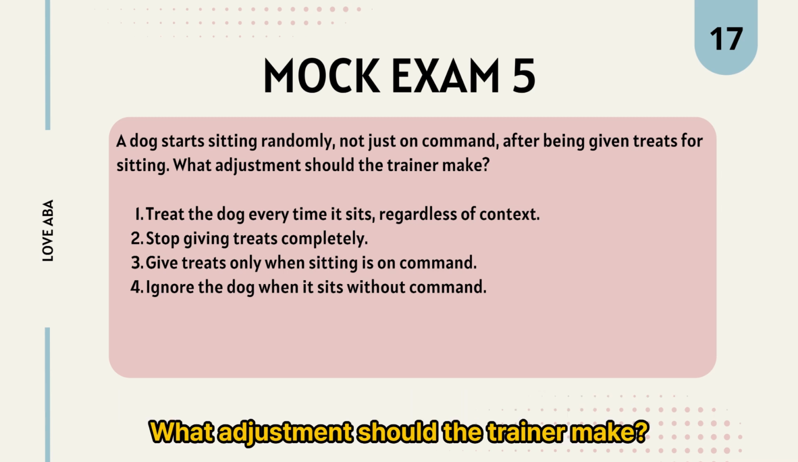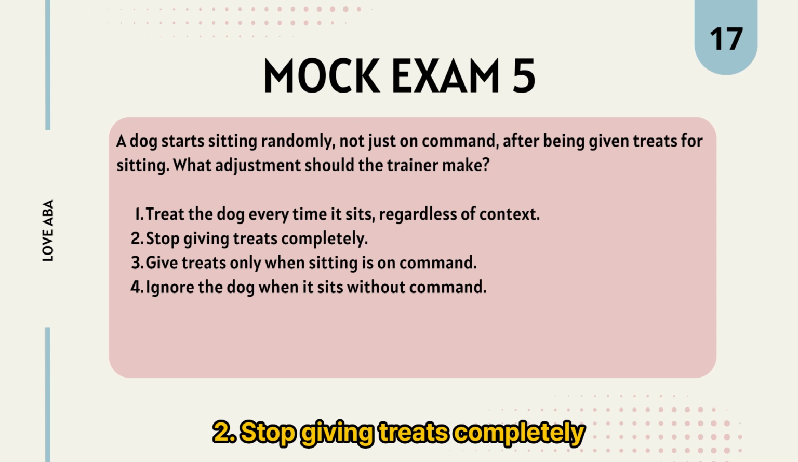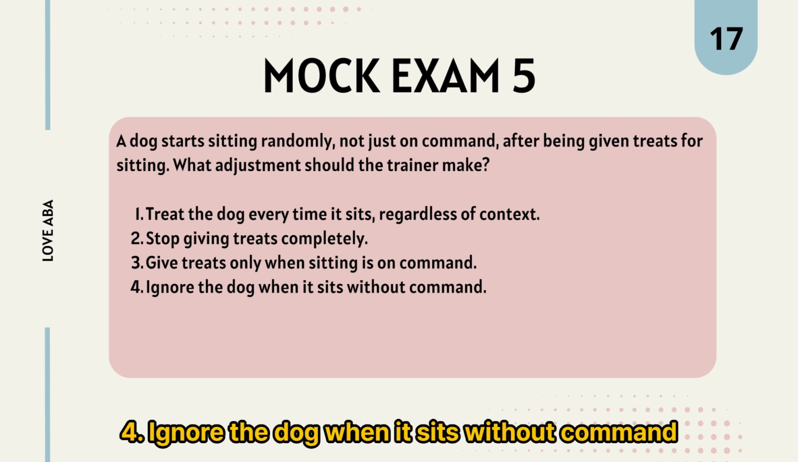What adjustment should the trainer make? 1. Treat the dog every time it sits, regardless of context. 2. Stop giving treats completely. 3. Give treats only when sitting is on command. 4. Ignore the dog when it sits without command.